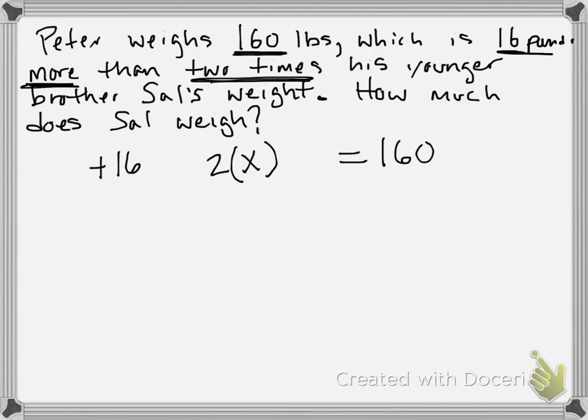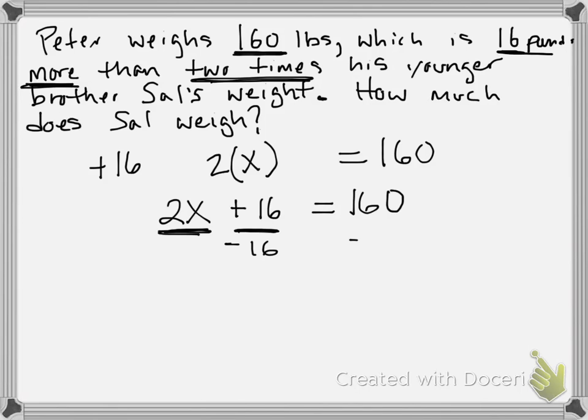So that looks a little messy, but I was just talking my way through it. If I rewrite this to be a little neater, I would have 2 times x, which is 2x, plus 16 is going to equal 160. If I relate this back to the problem, I have 2 of Sal's weights, whatever that is, plus 16 more pounds is equal to the 160. So now I'm going to work to get x by itself.